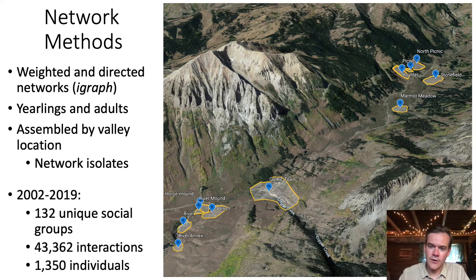Network isolates are extracted by valley location, and these isolates are what I designate as a social group. From 2002 to 2019, we have 132 unique social groups with an average group size of 10, and these group sizes range from 2 up to 60.